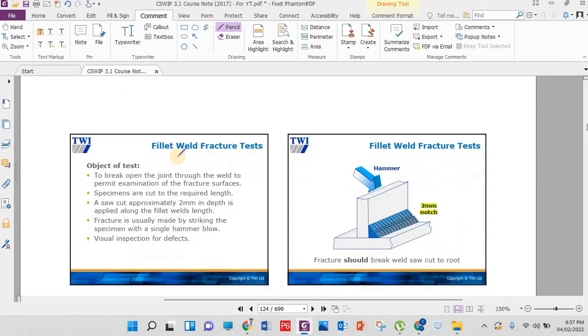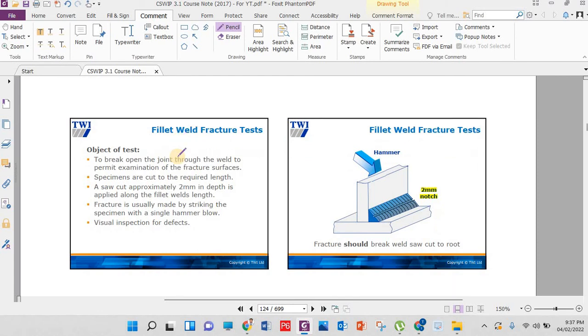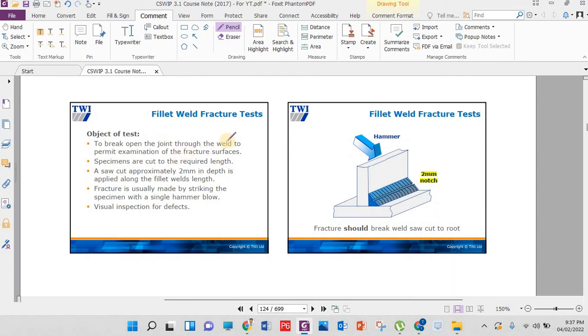Okay, then we have the fracture test. Fracture test is a very interesting test. What is a fracture test? In the welding, we need to make a notch of normally 2 millimeter, but it's not a standard, no problem. It's according to standard, by the way.